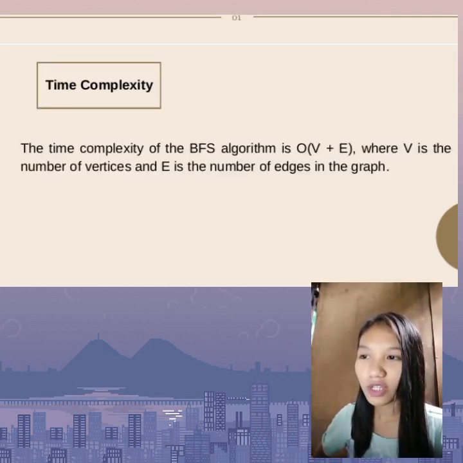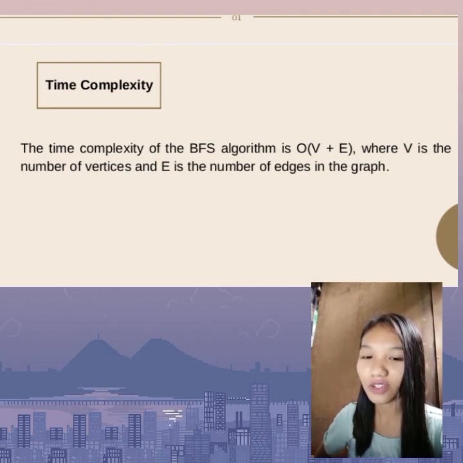Big O notation O(V + E) is the time complexity of the BFS algorithm, where V is the number of vertices and E is the number of edges in the graph.